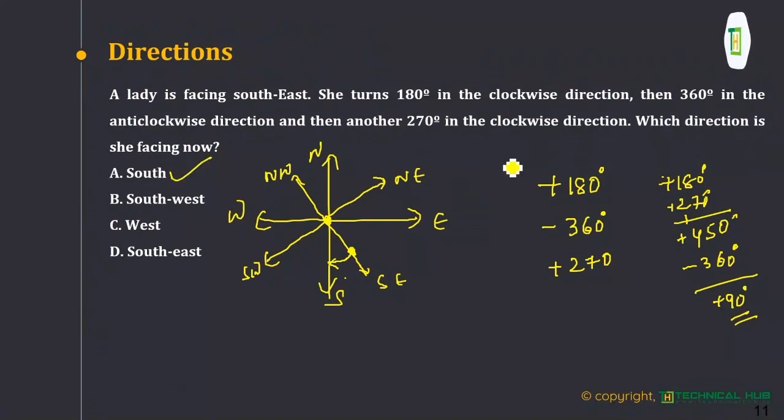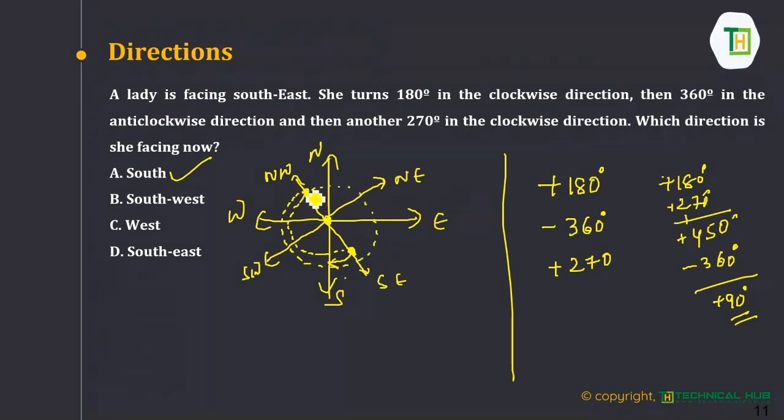Suppose this is in doubt, so using it in this case. First the person is placed in this place, southeast. Then 180 degrees clockwise direction means this place. And then 360 degrees anti-clockwise direction. 360 means the same position, even though the person moves anti-clockwise. Same position. After that, 270 degrees clockwise direction.